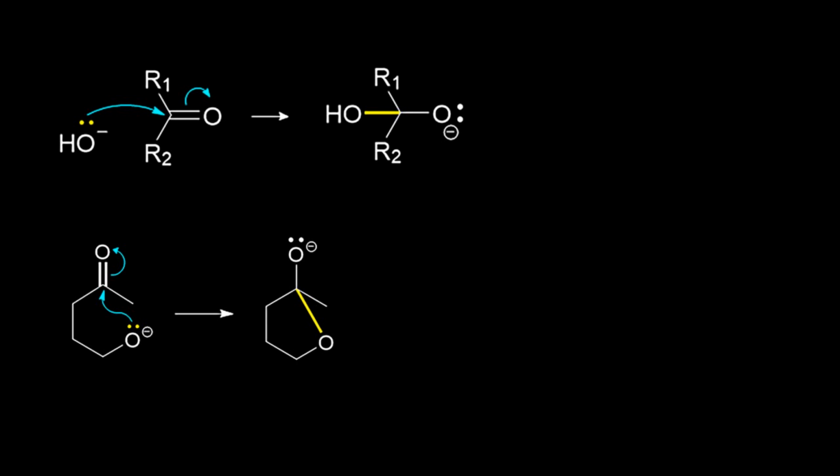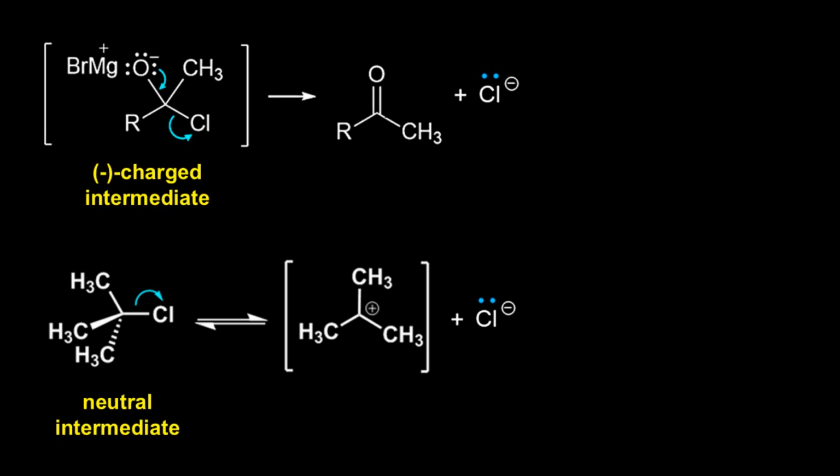In some cases, like in intramolecular reactions, that oxygen anion can actually swing around and attack its own carbonyl carbon. That leads to ring formation. And this is a really important mechanism in both biological and synthetic chemistry, where nucleophiles drive ring-closing reactions by attacking electrophilic carbonyl carbons. Next, let's talk about how leaving groups leave.